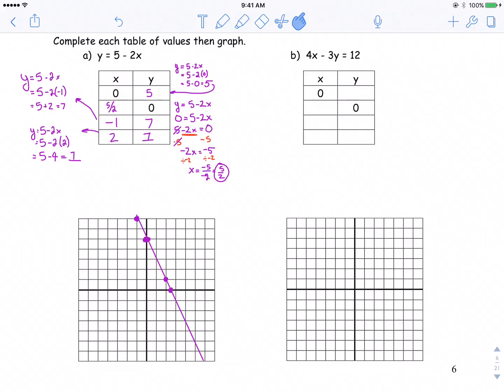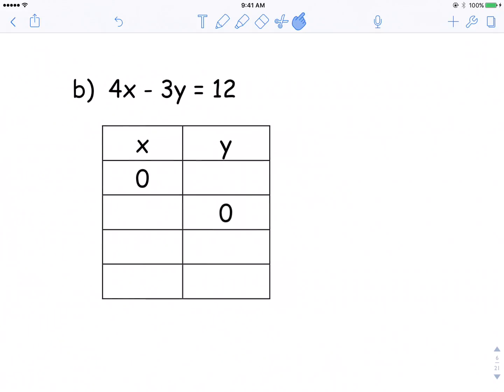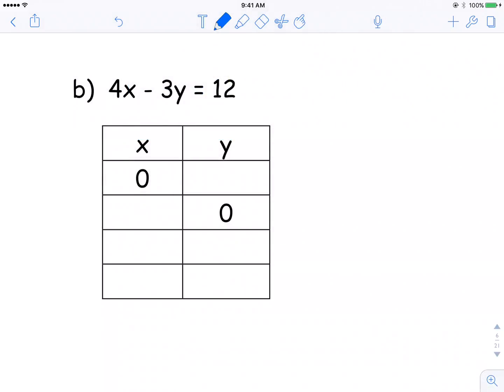I think I'll quickly do B as well, right here and right now. Okay, so question B, new equation, 4x minus 3y is equal to 12. Again, looking for our x and y intercepts, I'm going to make x equal to 0. So in my equation, I'll change colors. Let's go with blue. 4x minus 3y is equal to 12.